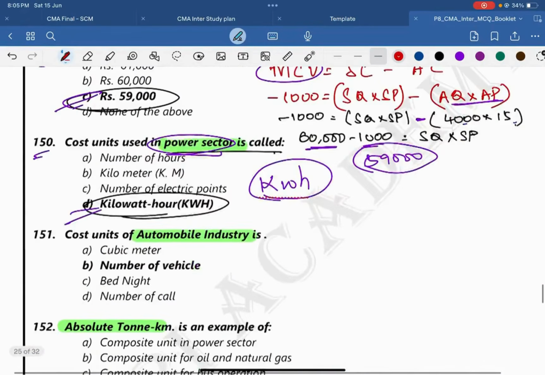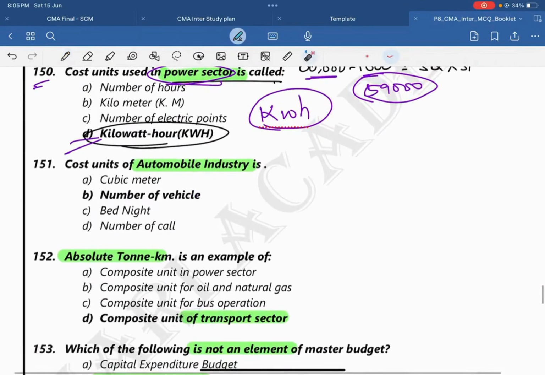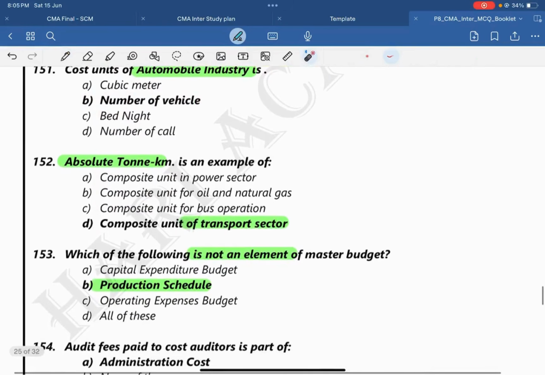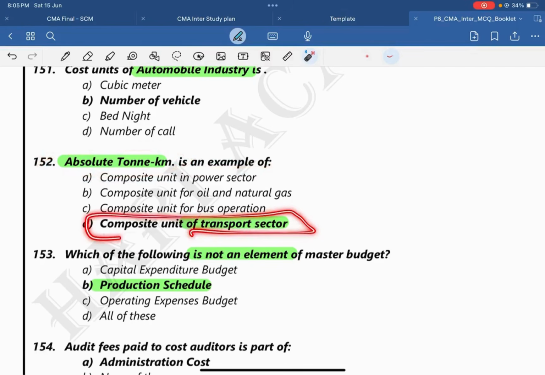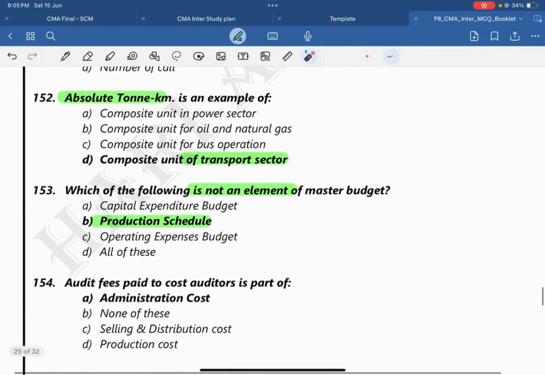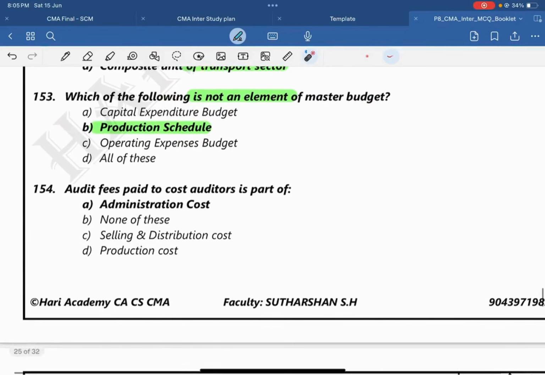Now we'll move on to question 151. Cost units of an automobile industry is numbers, NOS, number of vehicles. Then question number 152. Absolute 10 kilometer is an example of transport sector. We will use it as a composite unit. This is a combined unit. Then 153. Which one of the following is not an element of master budget? In master budget, we will not prepare production schedule.